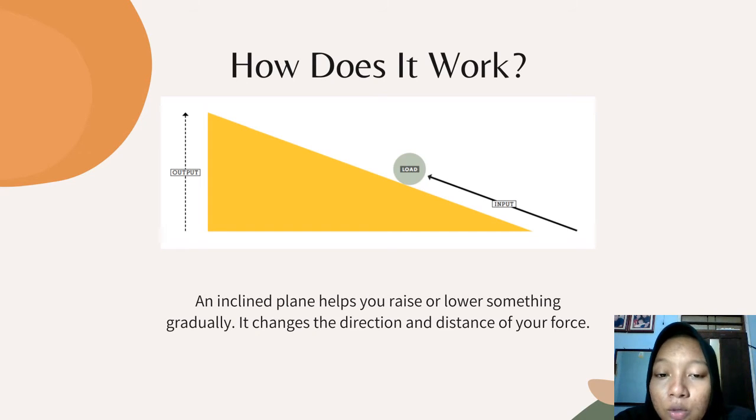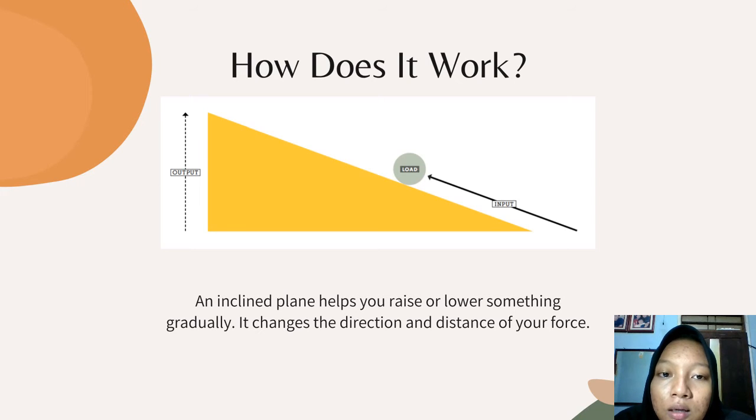And how does it work? An inclined plane helps you raise or lower something gradually. It changes the direction and distance of your force. A hill and a flight of stairs are also inclined planes. Inclined planes may have been used to move heavy stones to help construct ancient structures like the pyramids.